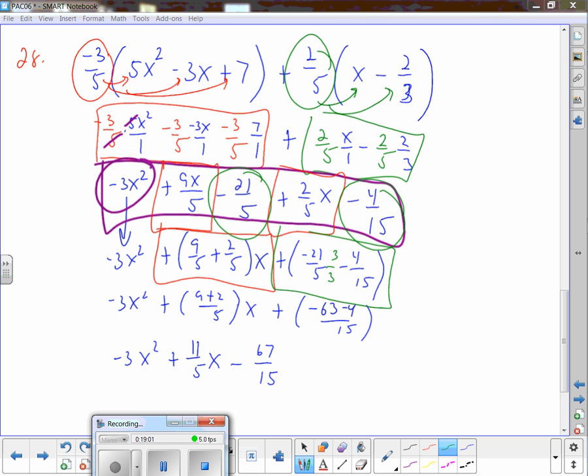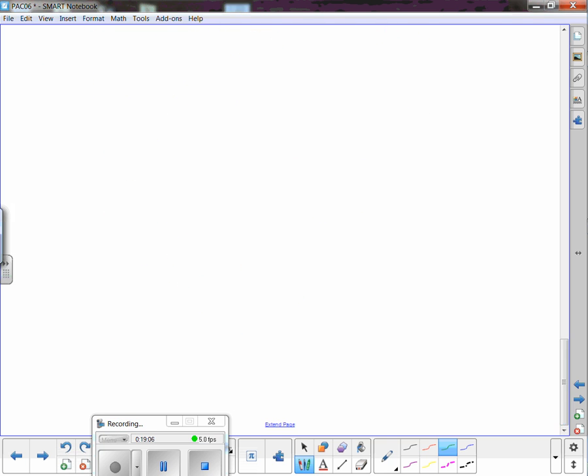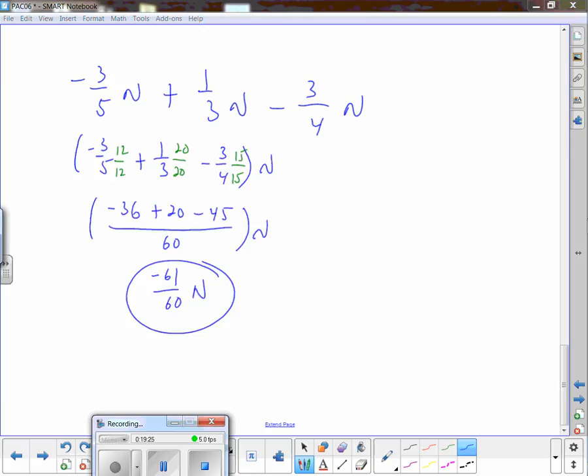Let's do one more so we can finish on a positive note. So last one, I'm just going to make it up. What would you guys do with this? Negative 3/5 n plus 1/3 n minus 3/4 n. Go ahead and do that one. Last one. Grand finale. Now I'm going to pause it. All right, on 3, give me your answer. 1, 2, 3.